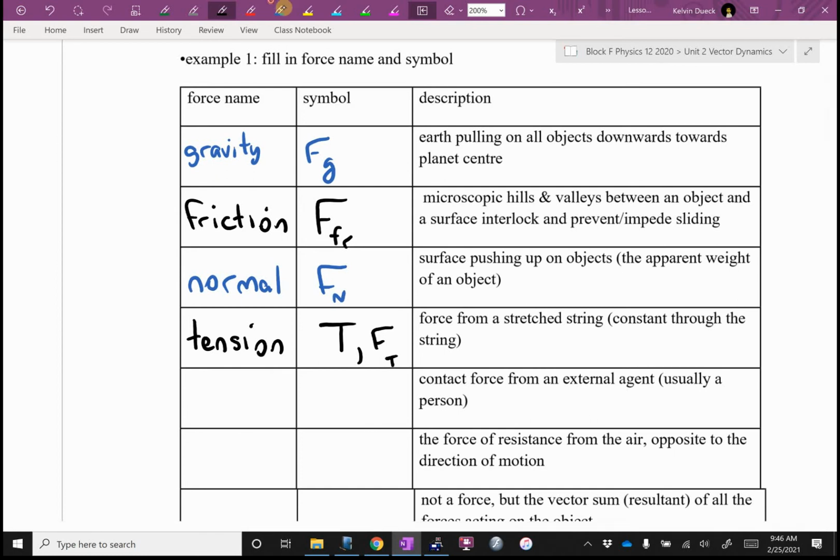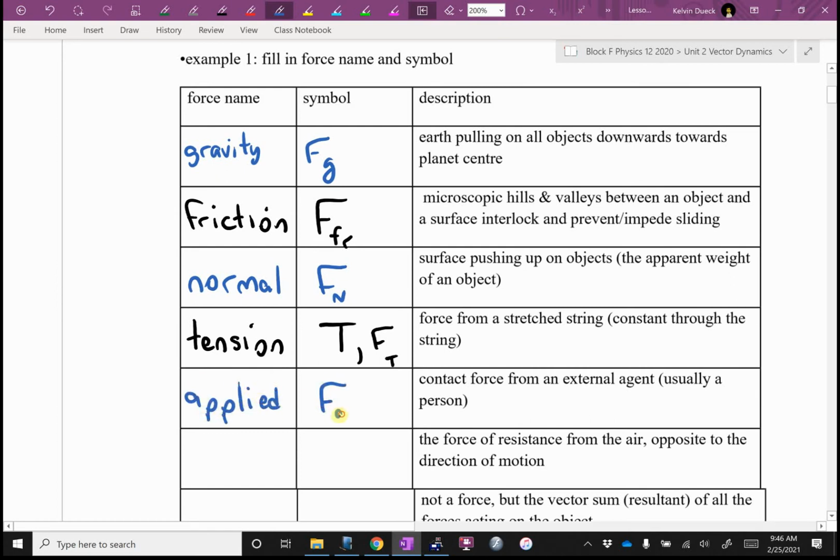Who remembers what was the contact force from an external agent, usually coming from off the page? Sometimes it was a person, or often I said, and maybe it's a little invisible leprechaun, I don't care. Something was creating a force from off the page. Remember what we called that force? Applied. There you go. We called it the applied force.